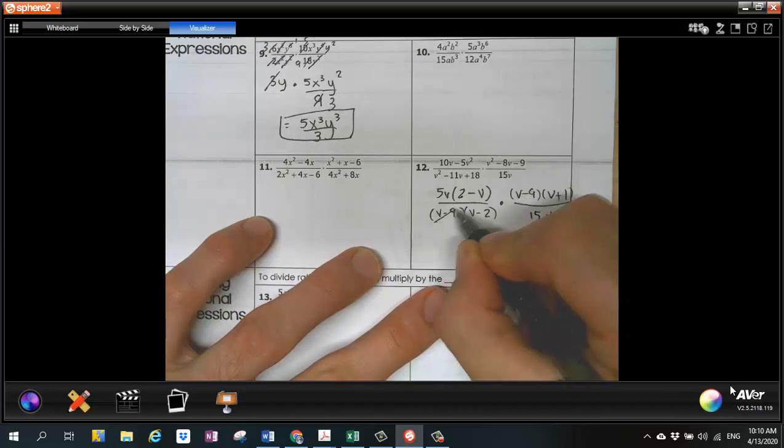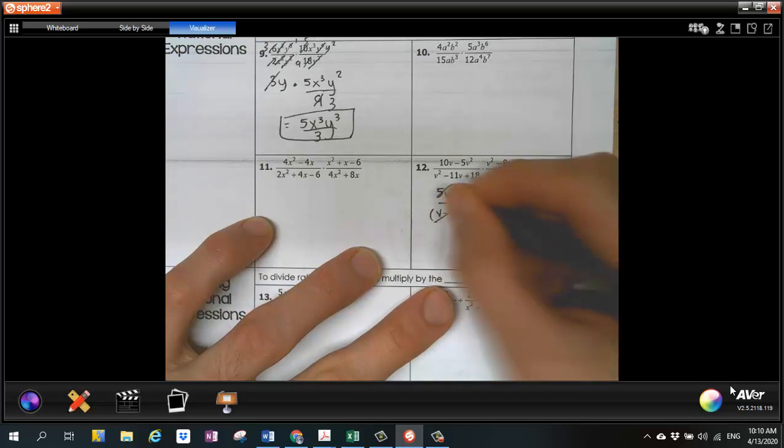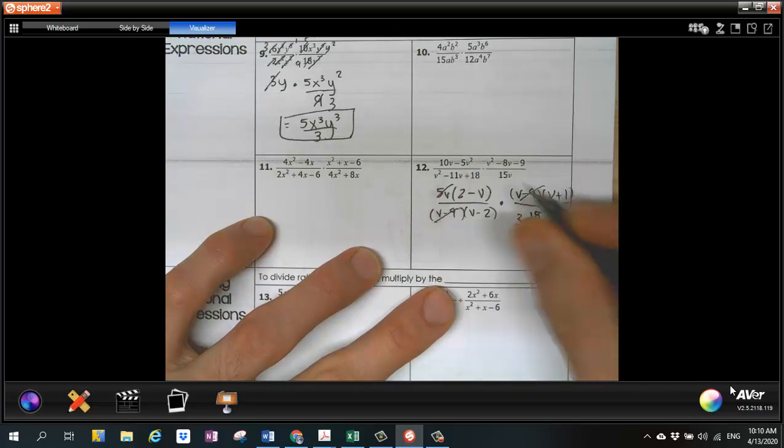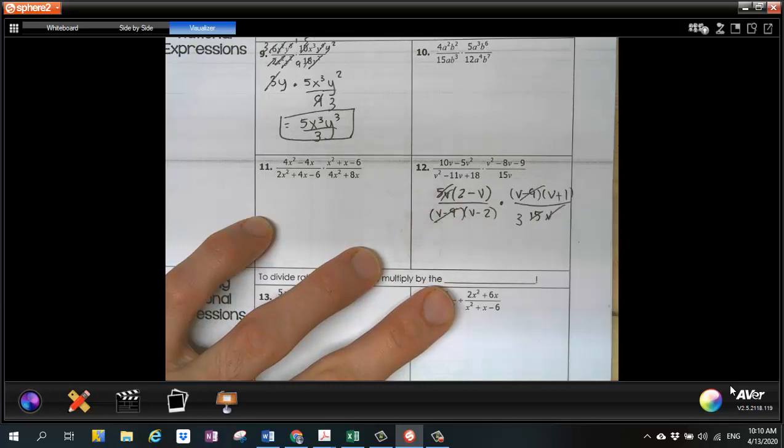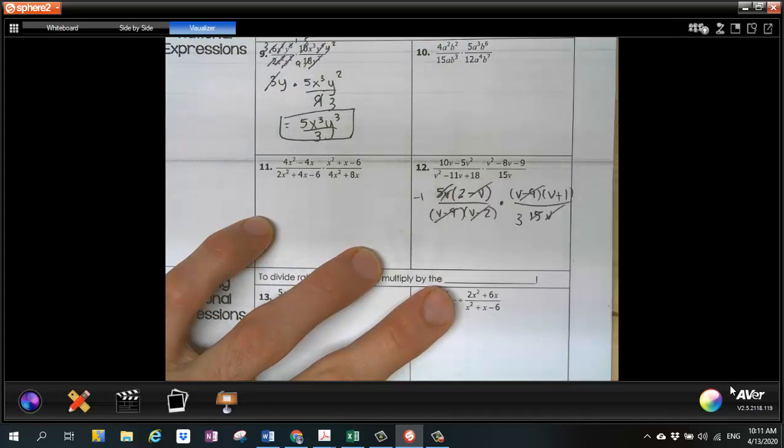So this v minus 9 cancels with v minus 9. And this 5 goes into this 15 3 times. And this v cancels this v. And then once again, as we talked about, these cancel, but there's a -1 left over. Okay, so I'm going to cancel these and put a -1, just like in problem 7 that we just did.